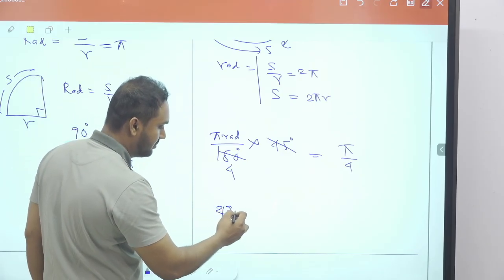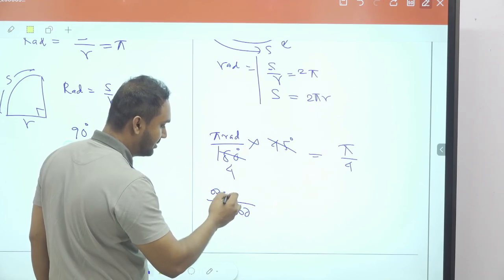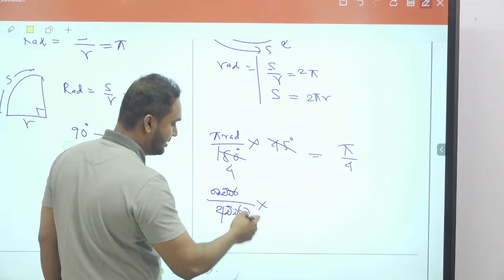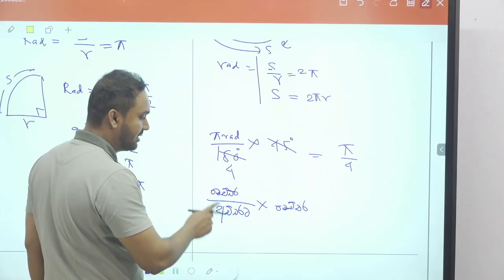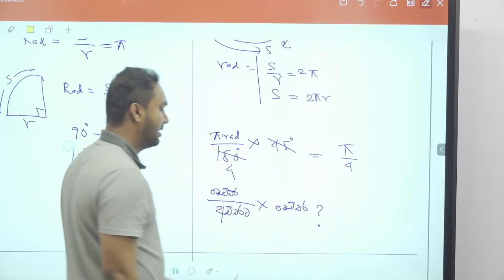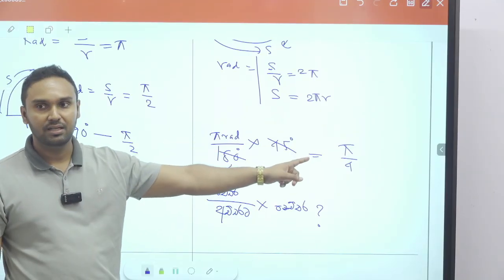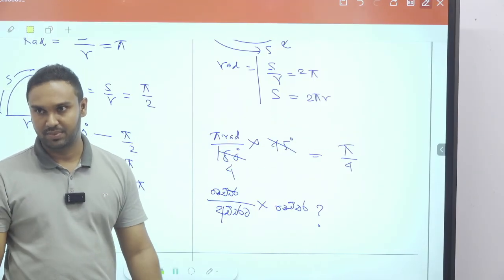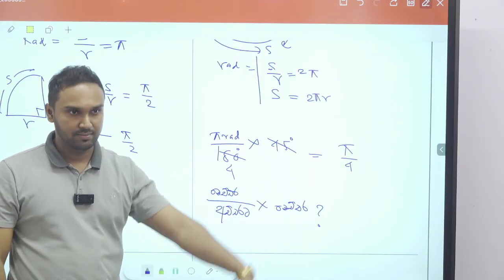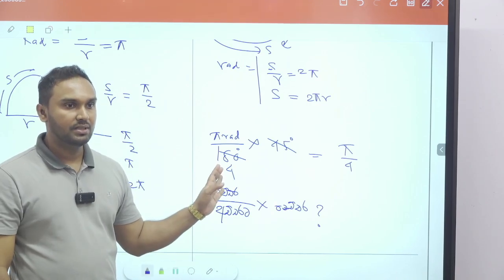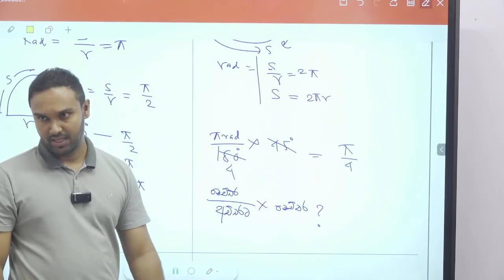Now the logic is this: if this much is this, then how much is that? Just know it in English, that's fine. If 180 degrees is pi radians, how much is theta degrees, right? That's the logic. Simple. If 180 degrees is pi radians, how much is theta degrees? Using this you can convert degrees into radians. Get it?